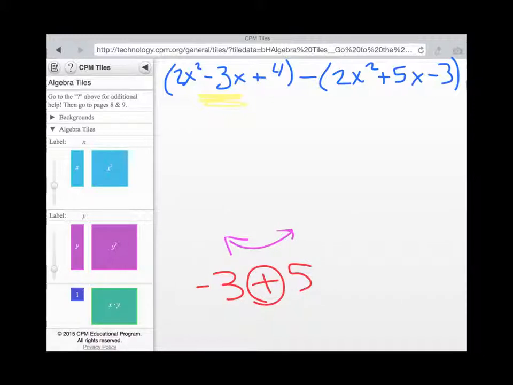Now when I drag these over, so when I drag over the 3 x's, I'm going to make them 3 negative x's. Now look at the right. I'm going right to subtraction right away. Check this out. This is really important here, guys.